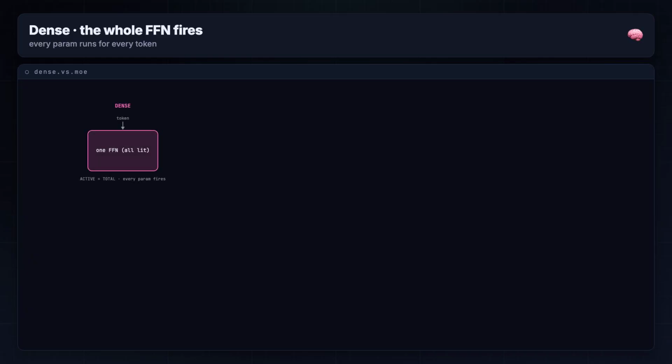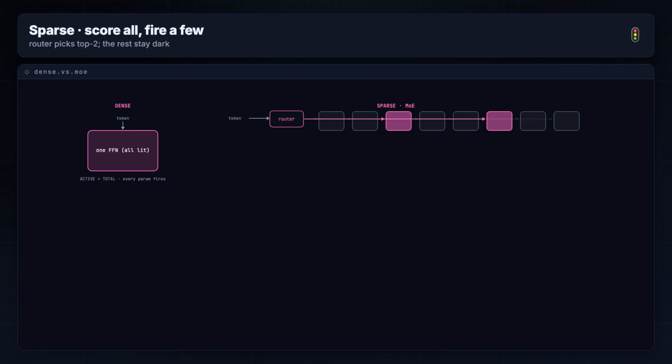Let me put dense and sparse side by side. On the left, the dense block. A token enters, the one FFN, the whole thing lights up, out it comes. Now the sparse block. The token hits a router first, a tiny gate that scores all the experts. Watch the scores, it picks the top 2 and lights only those. The rest stay dark. Same token, a fraction of the compute.